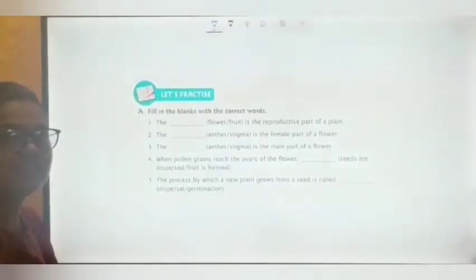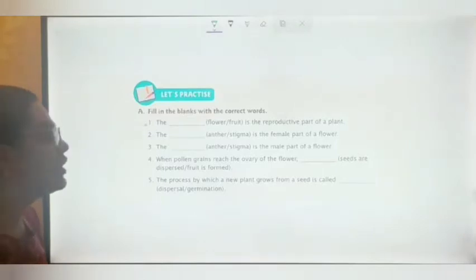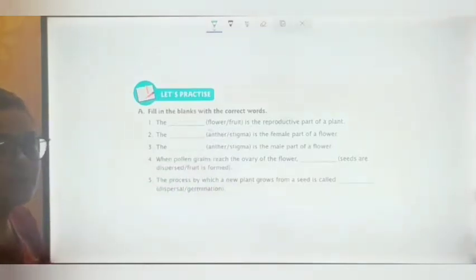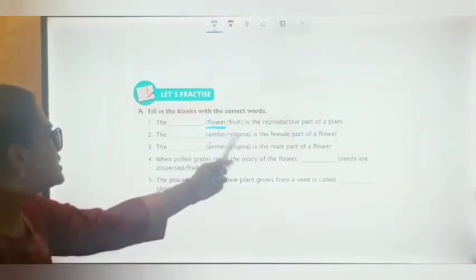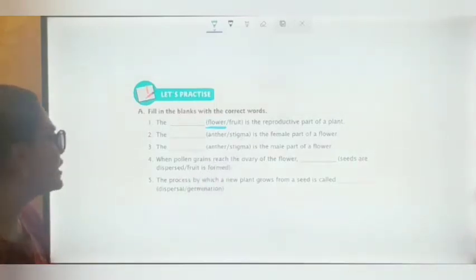Okay, now we will see some fill in the blanks of this chapter. The first: dash is the reproductive part of the plant. Two options are given, flower and fruit. Which is the reproductive part? Flower. Yes, so we will underline flower. Now the second one: the dash is the female part of a flower. Two options are given, anther and stigma. Which is the female part? Stigma. Yes, so we will underline stigma.